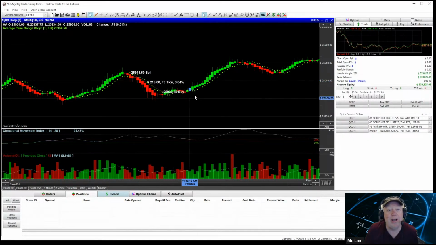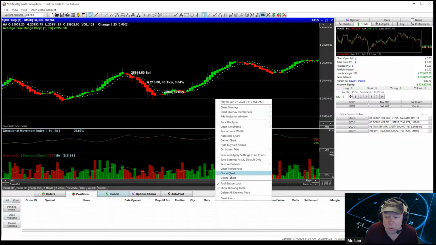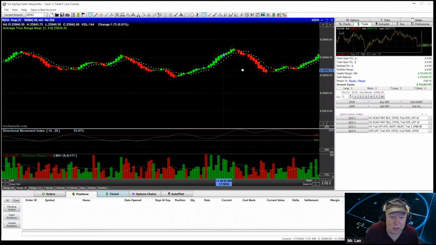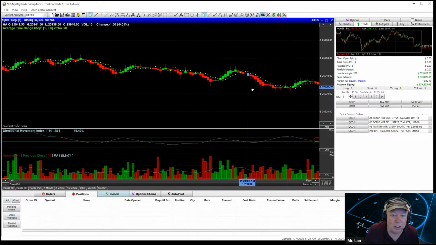We can slow it down. This is called a range bar 8. All right. So these are range bars. Now this is kind of my little secret code that I turn on in the software. And I'm going to show you how to set this up. I told you all this.